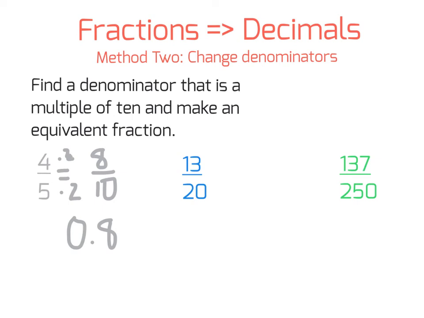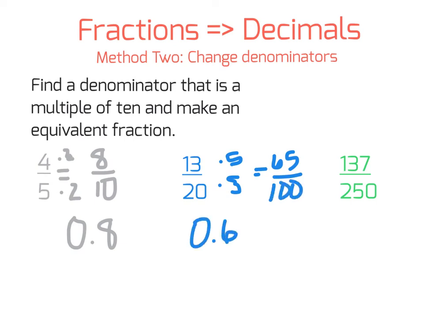Okay. So, yes, now we need to turn this one into a decimal. So we're going to turn it into hundredths. So we would say times 5 gives you 65 over 100. So this is 65 hundredths. Yes. Okay, that's marvelous. Very, very good.